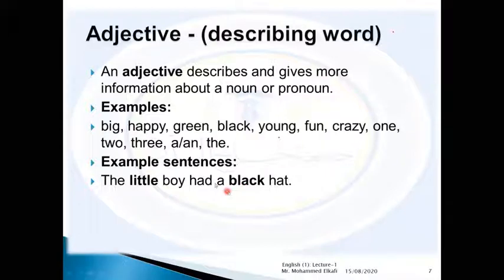Even a is an article that is used with what? Before hat in order to say any hat. So this article also describes the type.